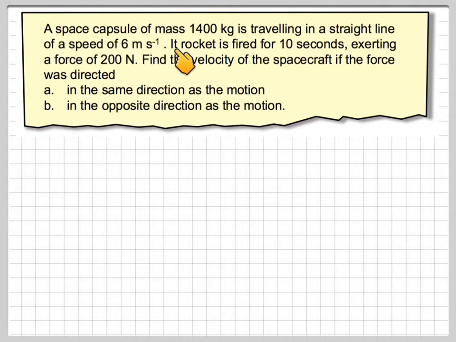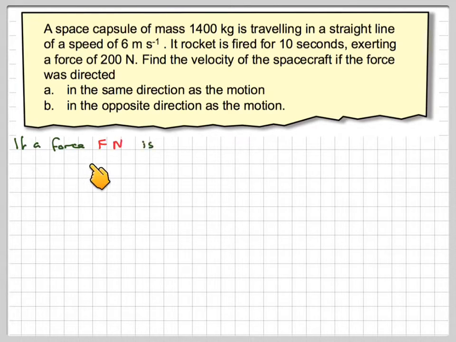A space capsule of mass 1400 kilograms is travelling in a straight line at a speed of 6 meters per second. Its rocket is fired for 10 seconds, exerting a force of 200 newtons. Find the velocity of the spacecraft if the force was directed in the same direction as the motion or in the opposite direction of the motion.